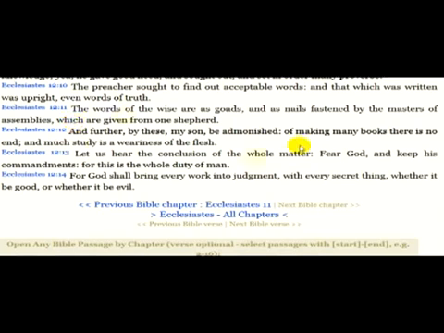So when you're reading all these different books, first of all, who's publishing all these different books? The so-called white man, Esau. So they're not going to make it easy for you to find the truth, because their main object and their main goal is to hide the truth, because they're trying to hide who they are. Just like they're trying to hide who our people are, that we're the real Israelites. So it says, and further by these, my son, be admonished of making many books, there is no end, and much study is a weariness of the flesh.